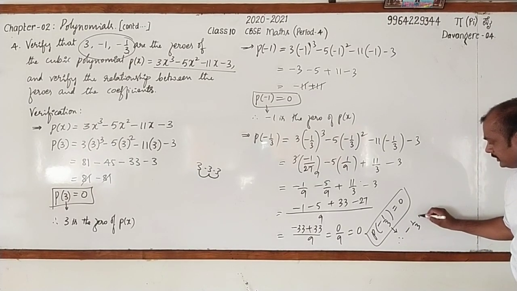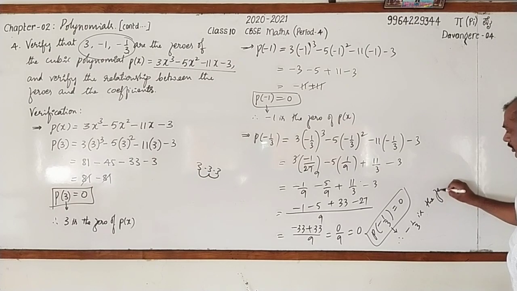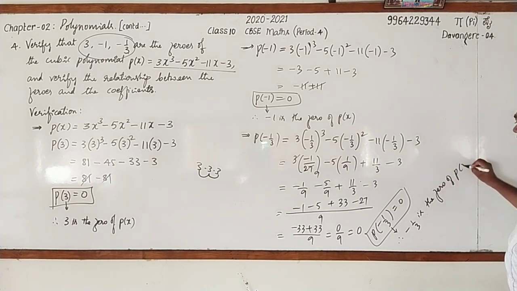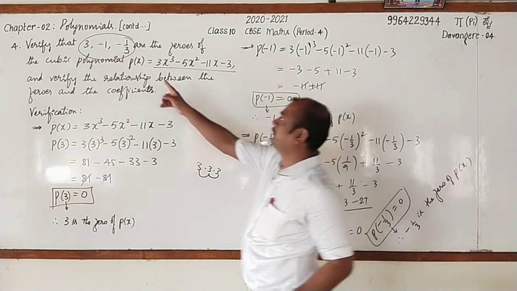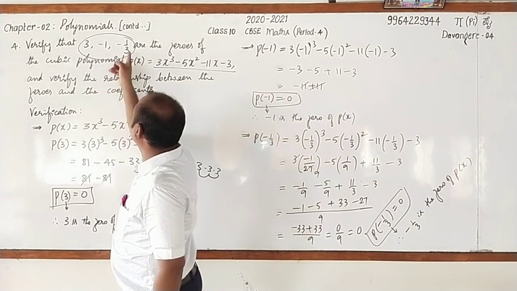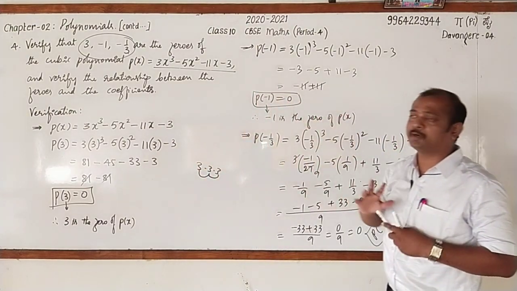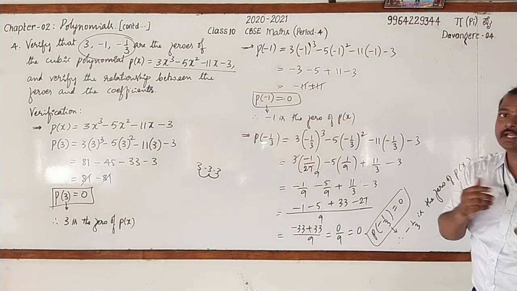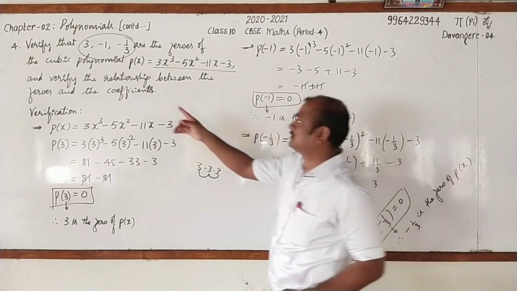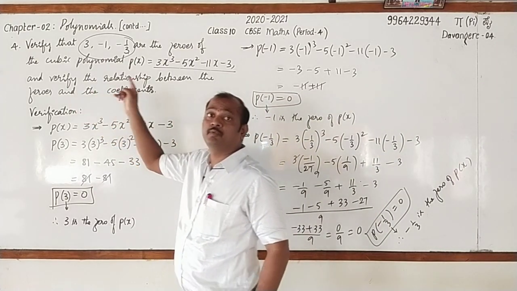Therefore, minus 1 by 3 is the zero of the given polynomial. Got it? First one we verified, and we have come to know that all the three given numbers are zeros of the cubic polynomial. Next, what is the second sub question? Again, you have to go for verifying that.